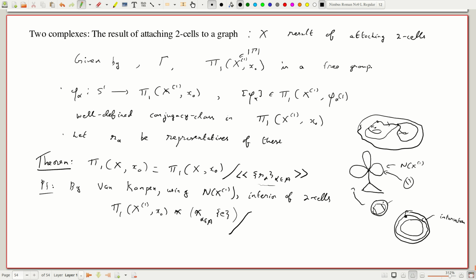And what about its image in the disk? It's trivial. So this is divided by the normal subgroup generated by R alpha times E inverse, if you wish, which is what you have as this claim. So what we have here is that the fundamental group is this space given by these. So we'll introduce a little bit of notation and make an immediate corollary to this.